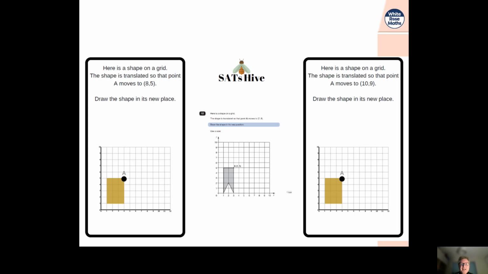Oh, you still here? You want some more? Well, I found this question. This is from an assessment paper. Hopefully you can read this, but in some ways, if you can't, it won't stop you having a go at these 2 questions. So here is a shape on a grid. The shape is translated so that the point moves to 8, 5. Draw the shape in its new place. So in this one, you're drawing it. It'd be really great to describe the translation. Here, similar shape, different end coordinate points. Describe the translation.